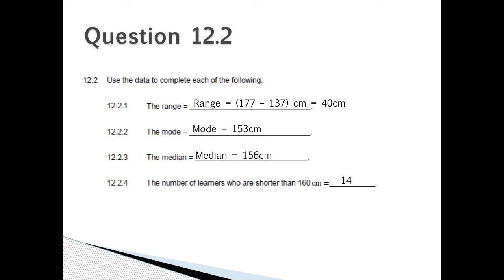So the range is equal to 177 minus 137 centimeters, which is equal to 40 centimeters. The mode is 153 centimeters. The median is 156 centimeters, and the number of learners who are shorter than 160 centimeters is 14.